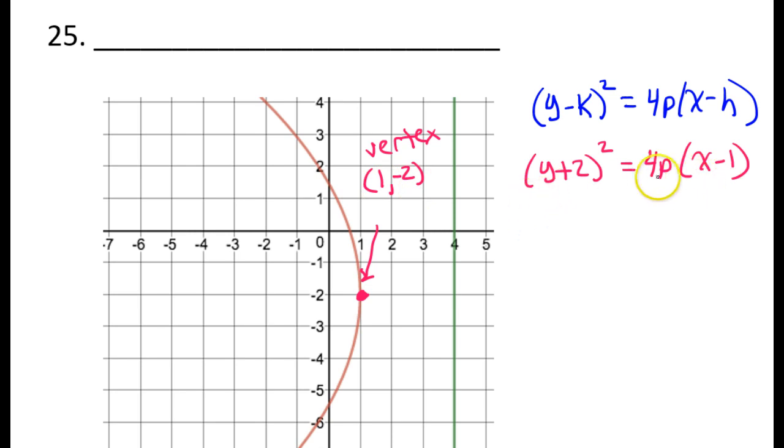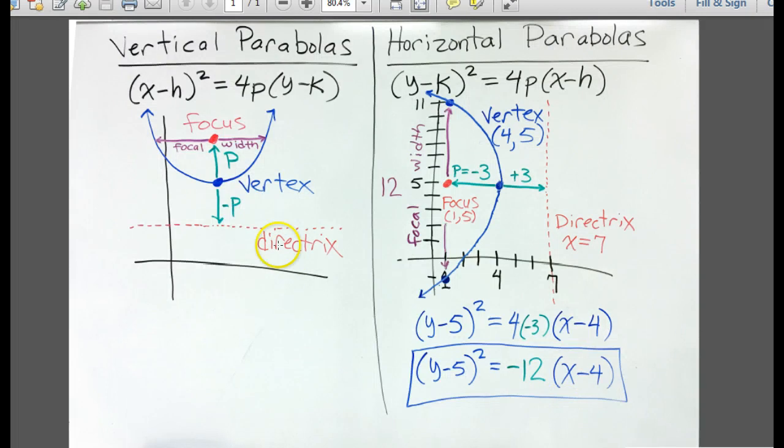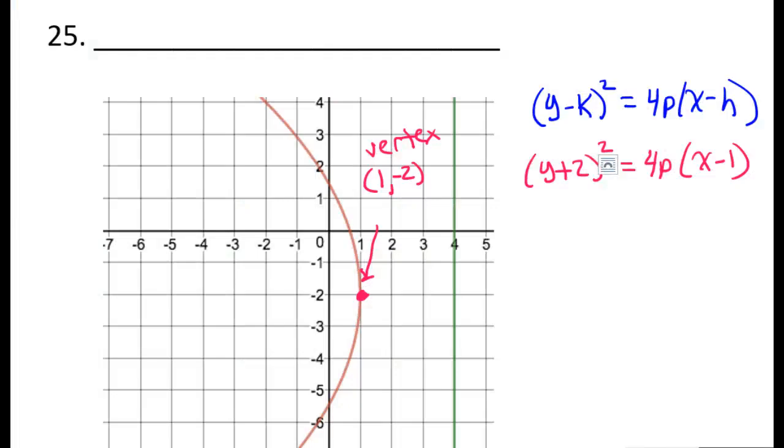So all we need now is the p value. The p value is the distance from the vertex to the focus. If it's up or to the right, it will be positive. If it's down or to the left, it will be negative. But we need the distance from the vertex to the focus. They did not give us the focus in the picture, but what they did give us was the directrix. This green line right here is the directrix.